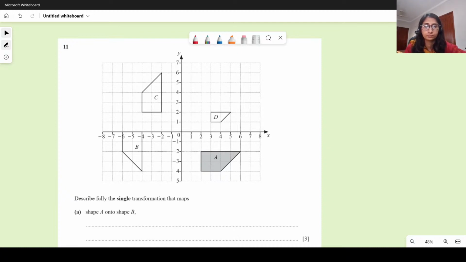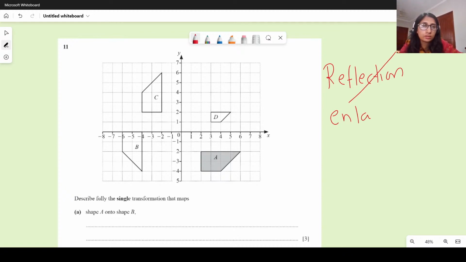Alright. Describe fully a single transformation that maps A onto B. Now, how is A mapping into B? I can tell that it's a rotation. How do I know it's a rotation? It's definitely not a reflection. It's not a reflection. It's not an enlargement. It's not a translation. It is, in fact, a rotation.